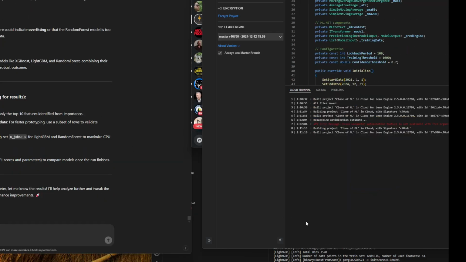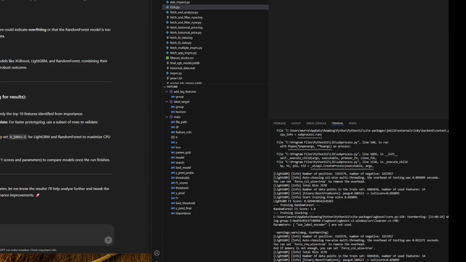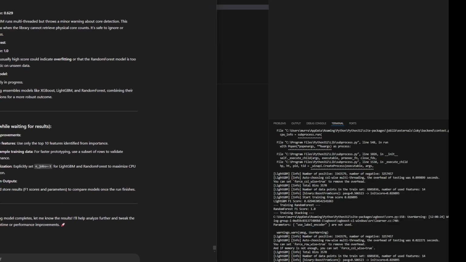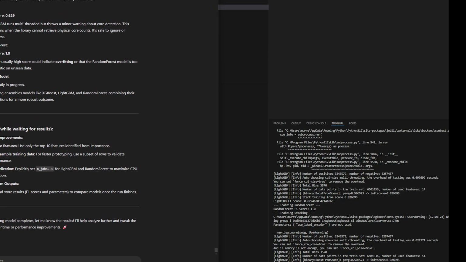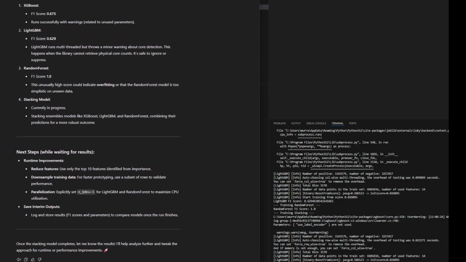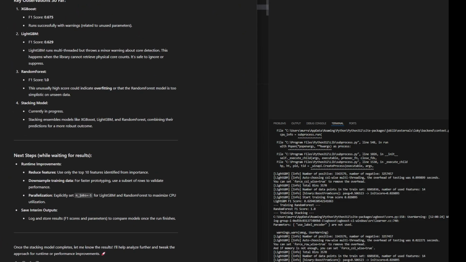So I just found out it's this stacking model that's running now, which combines XGBoost, LightGBM, and Random Forest. So no wonder that one's taken so long. And ChatGPT thinks that my Random Forest F1 score was 1, which was unusually high, which may indicate overfitting. Well, you can see that there.